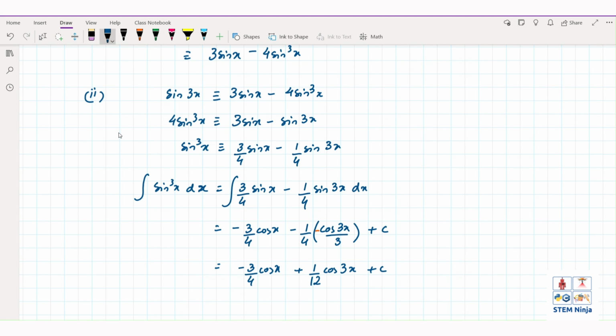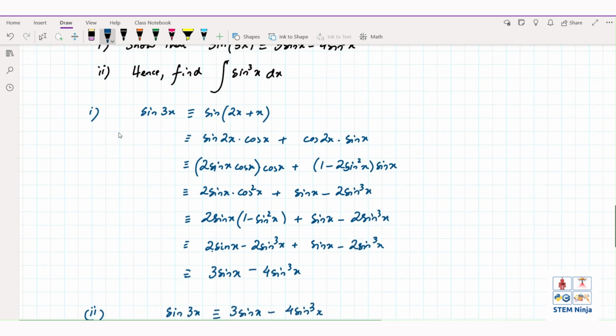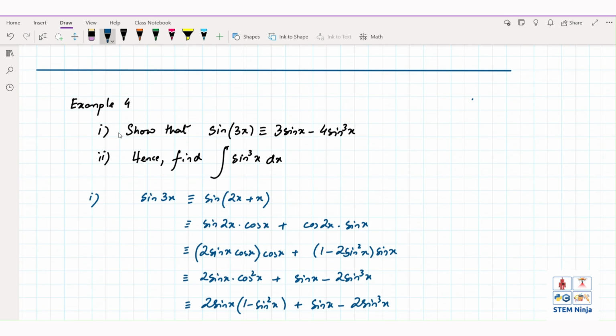So the process for cosine cubed will also be very familiar, and I think there was a past paper question, in 2019 or 2020 somewhere, which was very familiar. I think it was with the cos 3x instead.